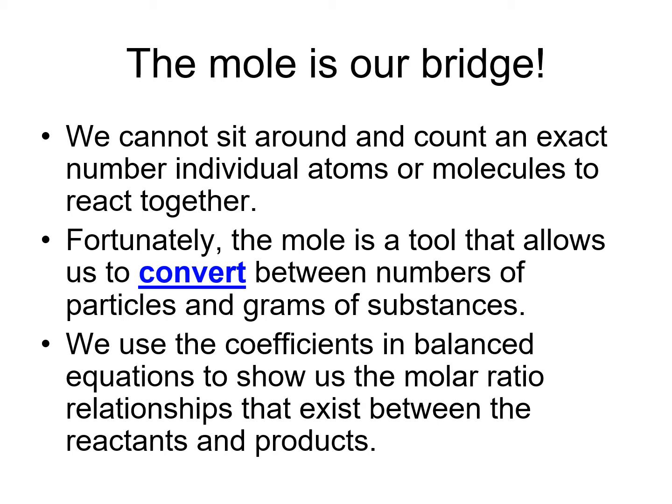We need those coefficients in a balanced chemical equation to show us the molar ratios, and from that ratio we can calculate the relationship that exists between reactants and products. In other words, if given a certain amount of reactant, you can predict how much product you will make, or vice versa. If asked to produce a certain amount of product, you can use the mole ratio to calculate how much reactant will be required.